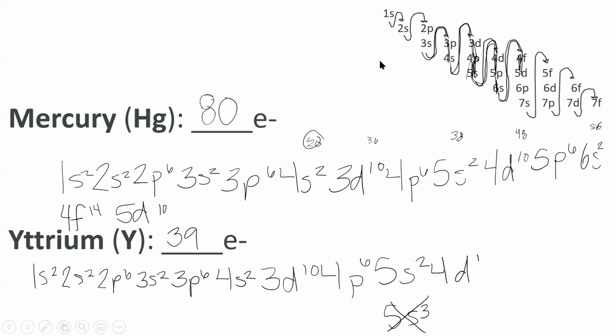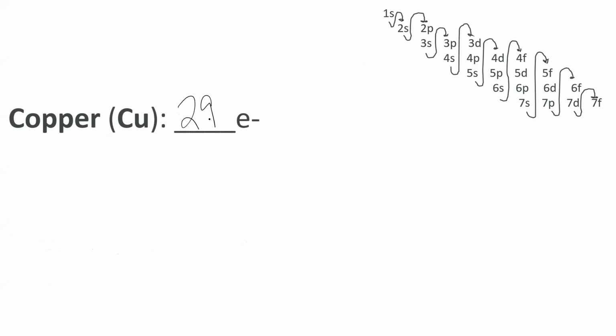All right, a couple more, you'll be a pro. You just have to follow the arrows up here, up and down, up and down, up and down. And remember, S can hold up to 2, P up to 6, D up to 10, F up to 14. Try copper. Cu, atomic number 29.